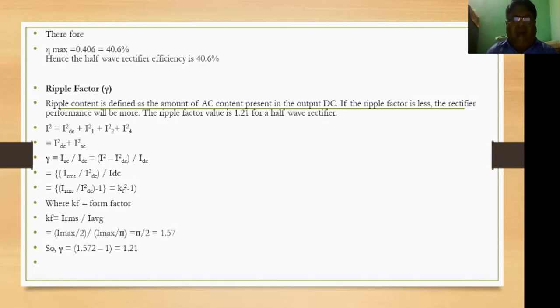Simple. Half-wave rectifier efficiency is 40%, sir. Full-wave rectifier efficiency is 80%. So whenever comparing these parameters, automatically you will come to one conclusion. Okay, that's why you should always remember these values. Okay, average value is over, efficiency is over, ripple factor is over.